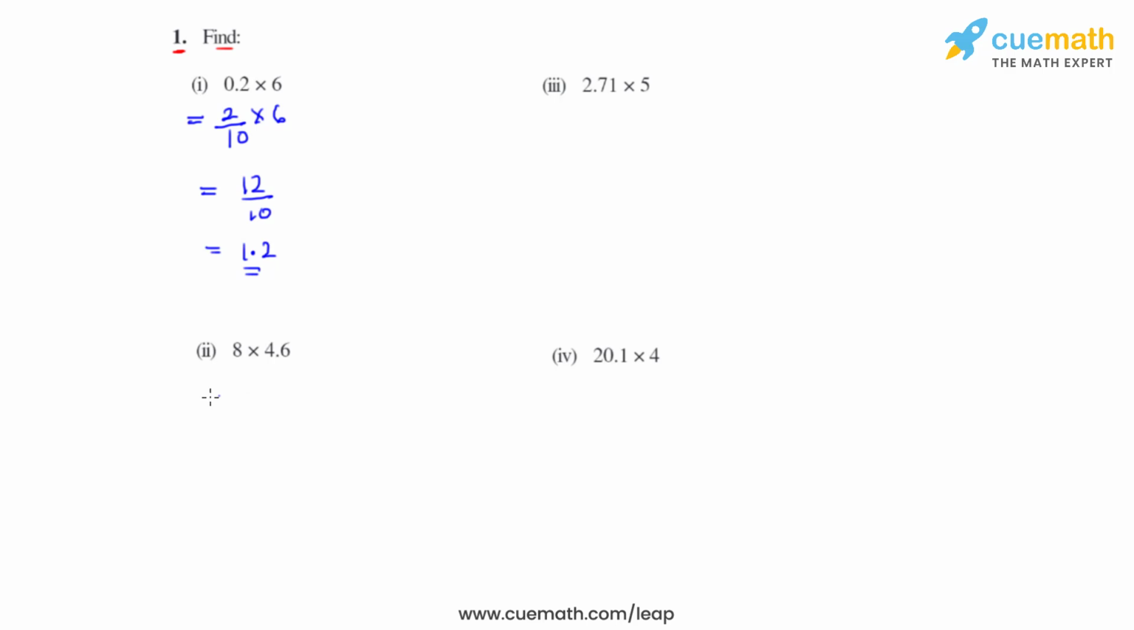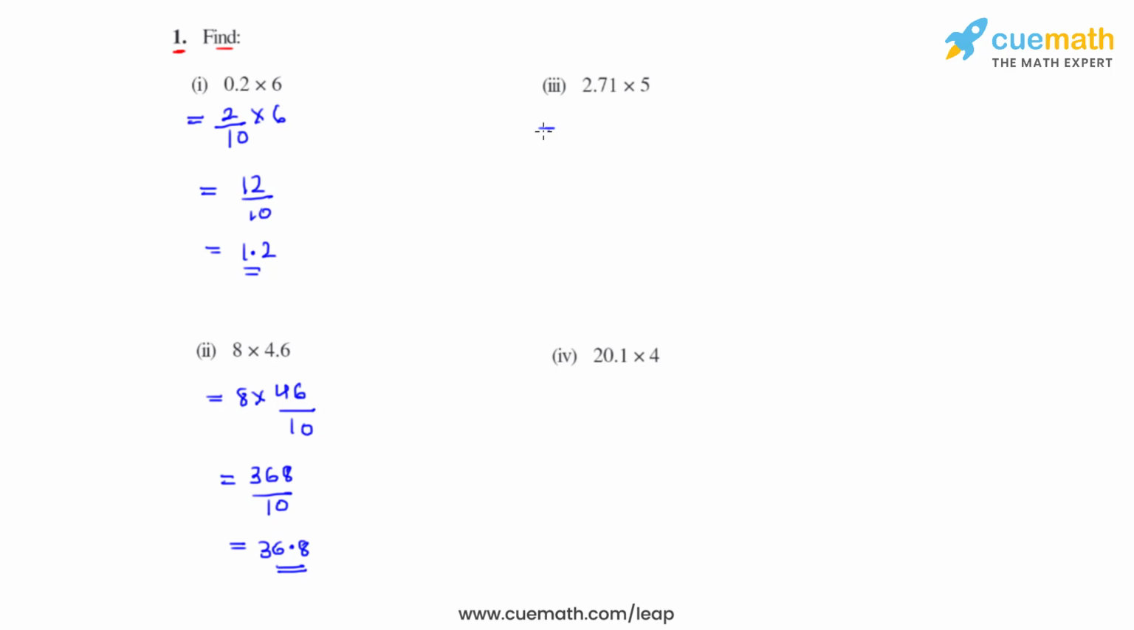Coming to the second bit, we have 8 times 4.6, where 4.6 can be written as 46 by 10. The product that we get is 368 divided by 10. So the final answer that we get is 36.8 for the second bit.